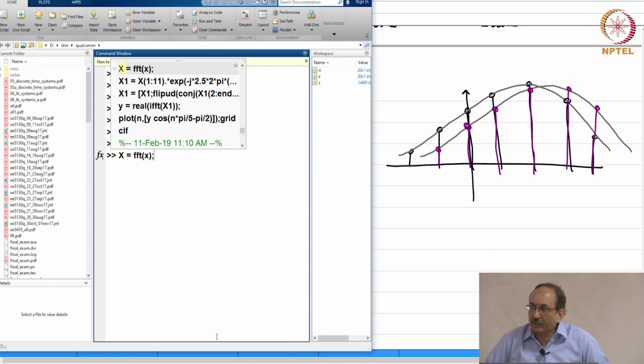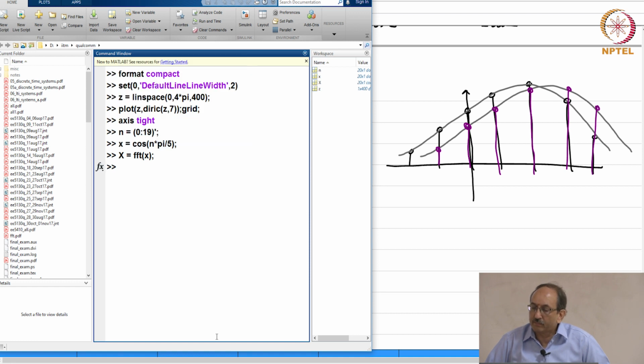Later we will talk about the DFT and the FFT. This is the machine implementation of the DTFT. So, this is the transform. Now, I need to take the transform and multiply by e to the minus j 2.5 omega, all right.